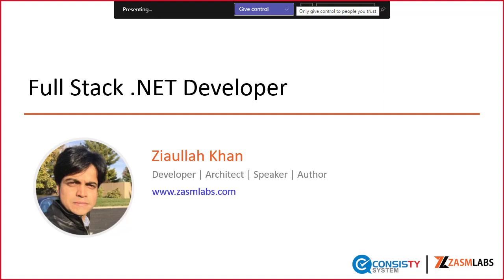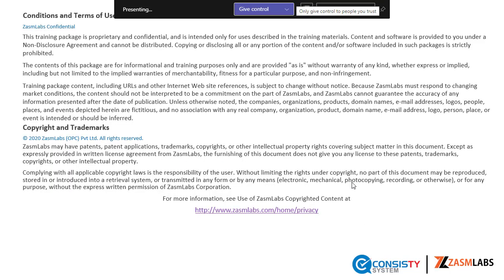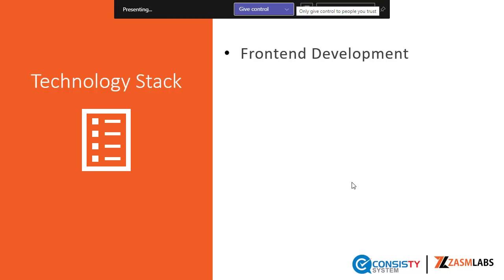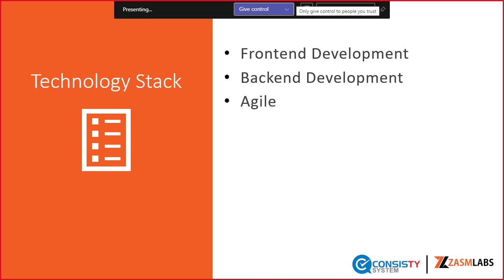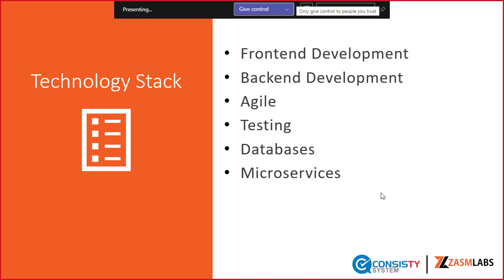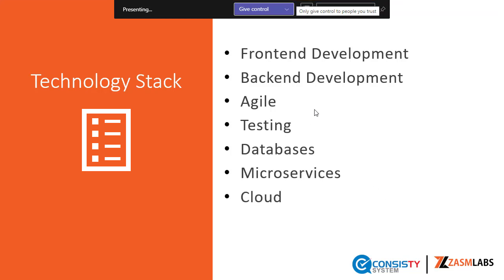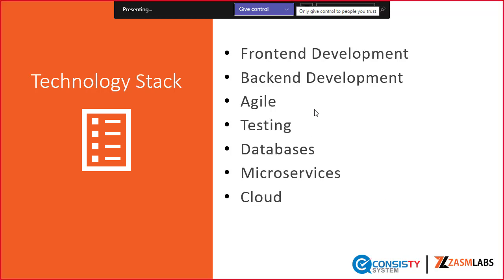This is a full stack .NET developer course, and in this, we are going to go over multiple technologies. We are going to do some front-end development, some back-end development. We are going to understand the agile framework. We are going to do some unit testing, integration testing through automated testing. Then we are going to talk about databases. We're going to talk about microservices. We're going to talk about cloud.